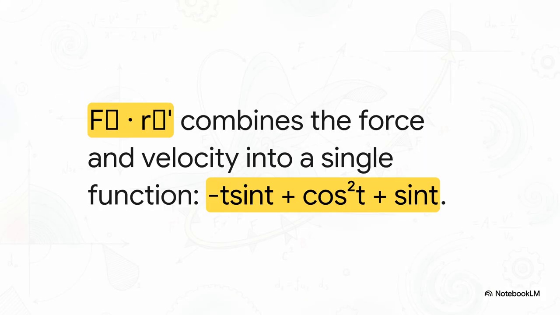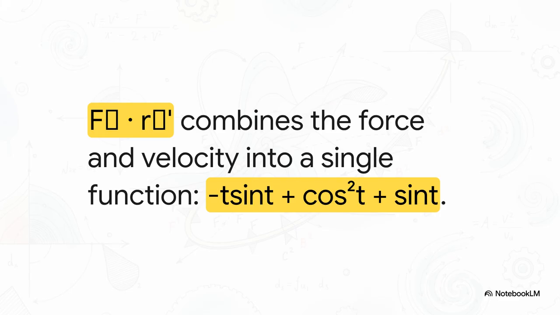Now for the first part of step 4, the dot product. This operation is basically asking a question at every single point. How much are the force and the velocity pointing in the same direction? If they're perfectly aligned, you get a big number. If they're opposed, you get a negative one.